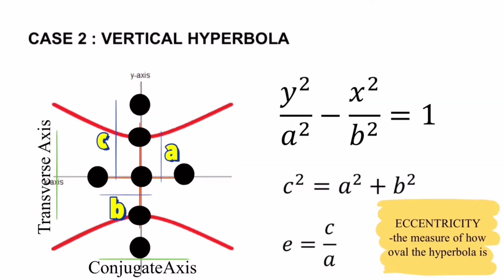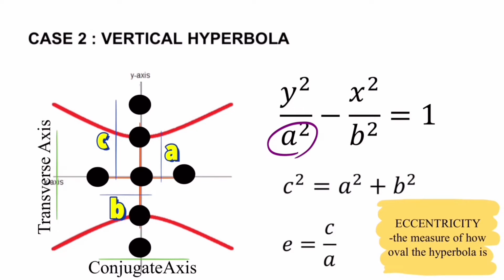We also remember that the standard formula for a vertical hyperbola is y squared over a squared minus x squared over b squared equals 1. Now please notice that our vertex is on the vertical axis. That's the reason why our A is under the Y. Remember, Y means up or down. And that's the reason why the A squared is located under the y squared.